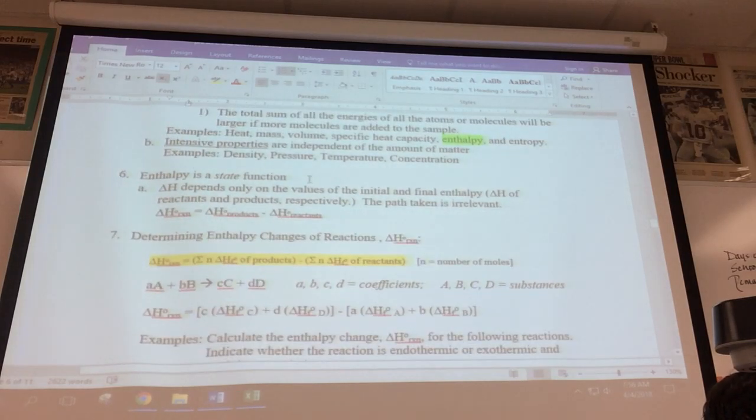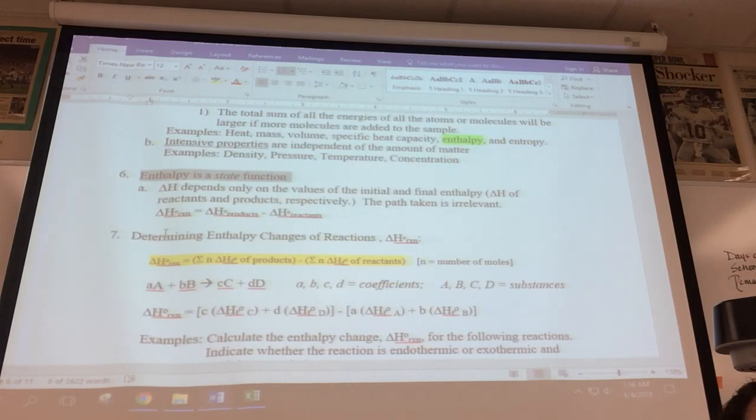The other piece that's relevant in deriving our formula is that enthalpy is a state function. It depends only on the initial and final enthalpy values. The path that you take is not relevant. For example, you are in first period. When the bell rings, you will all go to third period and you will have 6 or 7 minutes to do so. Some of you will go to your locker. Some of you will run for the bathroom. Some of you will seek out your girlfriend or boyfriend so you can say hello.